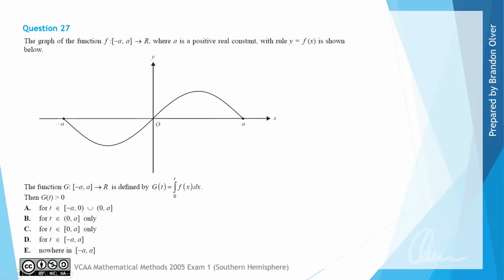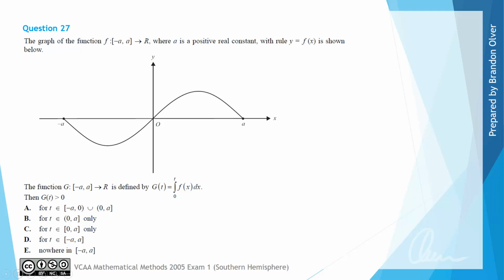For question 27, we have the graph of a function f with a domain of negative a to a, where a is a positive real constant, and the rule y equals f of x is shown below. The function g, which also has a domain of negative a to a, is defined to be the integral from 0 to t of f of x dx. And we are asked, then, if this is the case, g of t is greater than 0 for one of the following options.